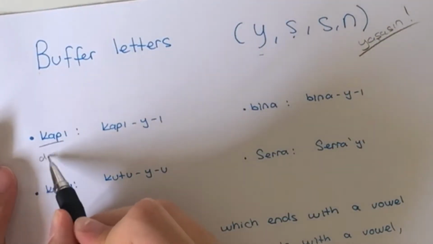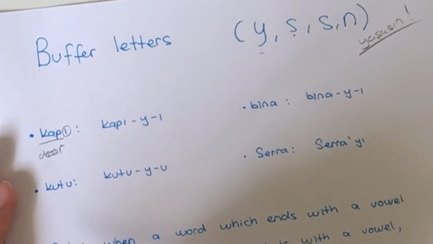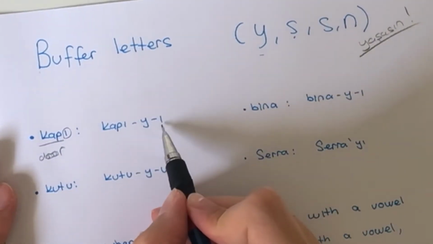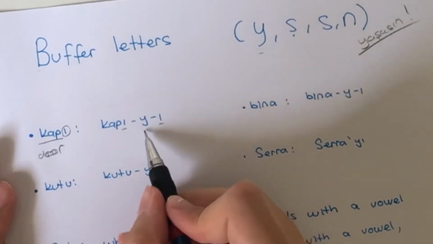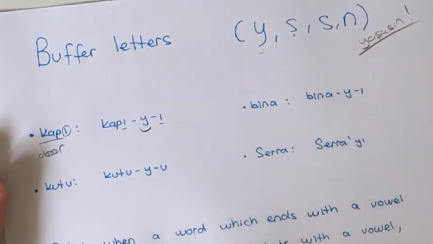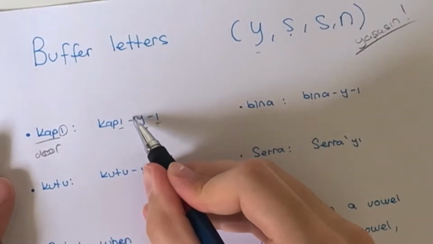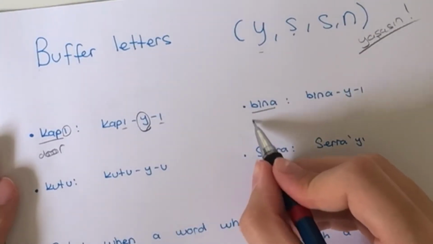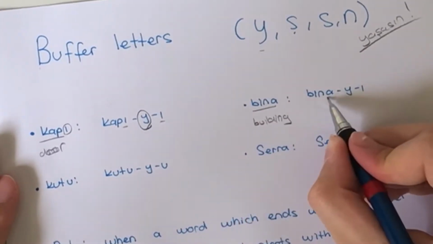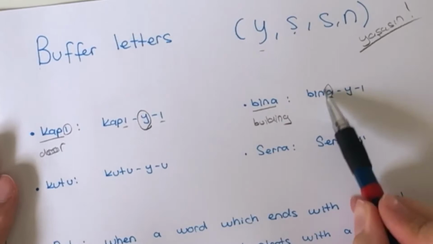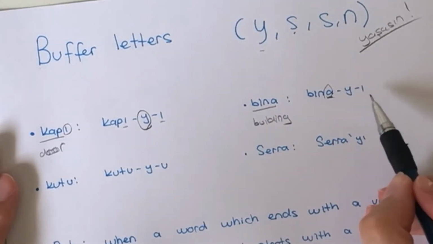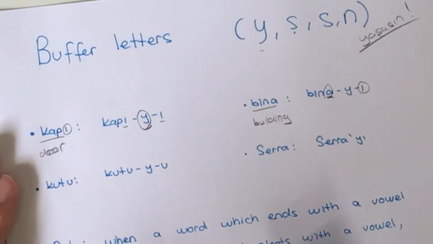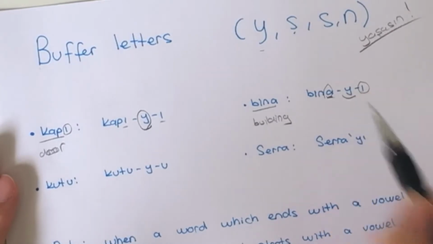Kapı means door. It ends with a vowel. So before I add another vowel, I know that I have to use Y in between. This is our buffer letter, our savior. Bina means building. I also noticed that this ends with a vowel A, so before adding another vowel, I know that I have to put Y in between.